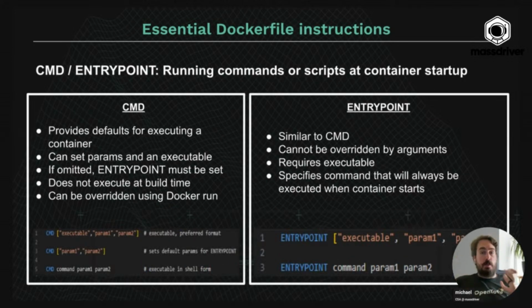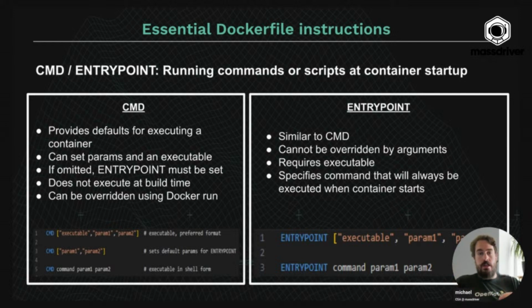Let's break down the differences between these two instructions. The CMD provides defaults for executing a container. It can specify both parameters and an executable. If you don't specify an executable with CMD, then you must set one with ENTRYPOINT instead. Unlike RUN, which executes commands at build time and commits the result to the image, CMD doesn't run at build time. Instead, it defines the default command for when the container starts. Additionally, CMD can be overridden by passing different commands when you run the container using docker run.